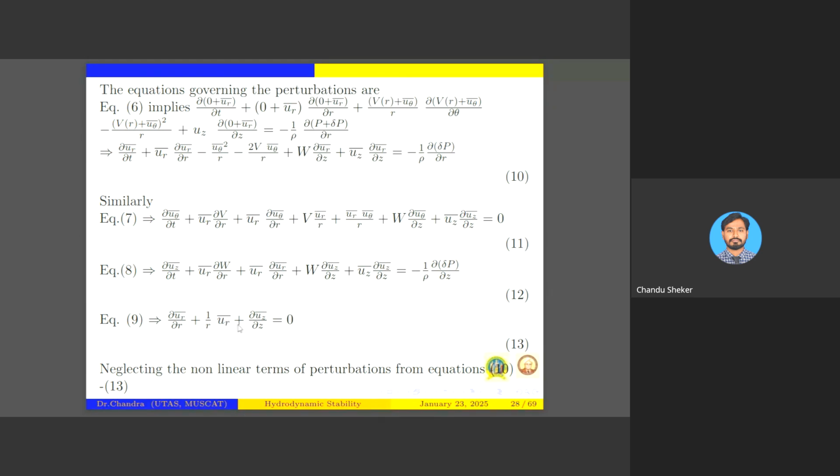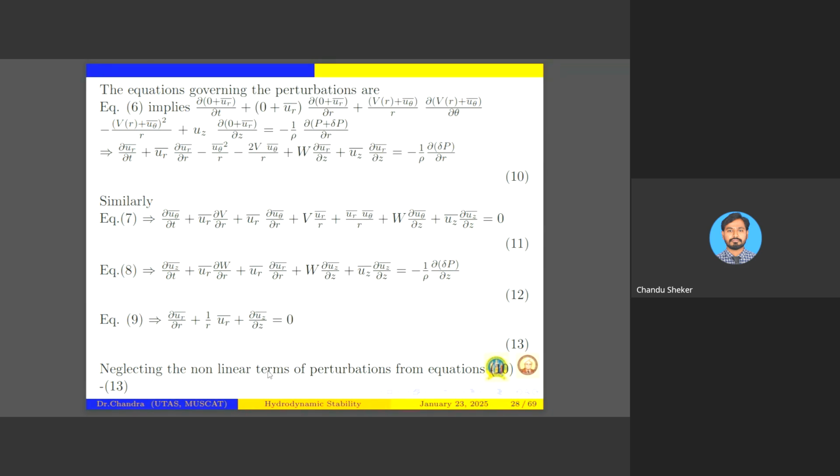After applying the stationary solution in the equation of continuity, we'll get equation 30. Now what we do is follow the linear stability theory. Linear stability theory means what? We'll neglect all the products and higher powers of the increments, and retain only the linear terms of the increments in these equations. Perturbation means increment or disturbance.